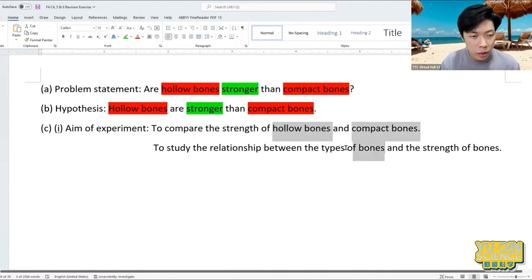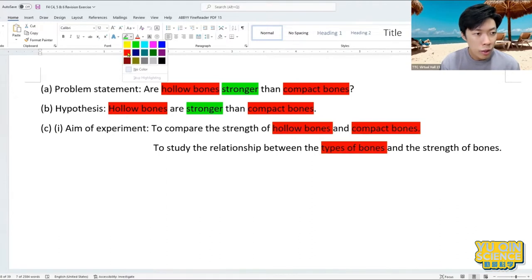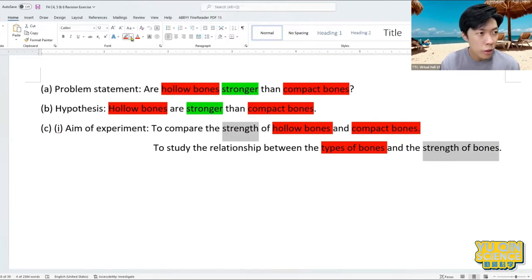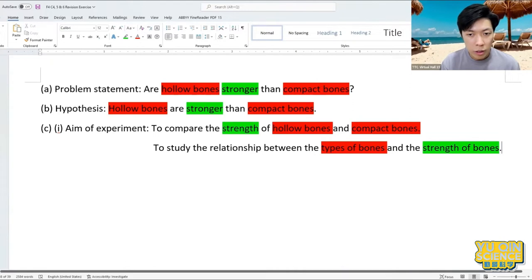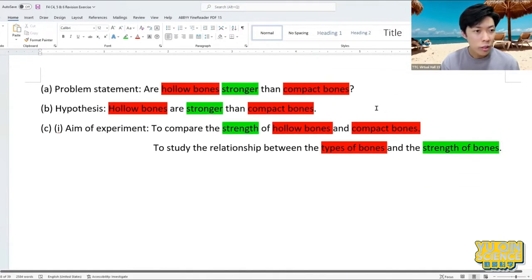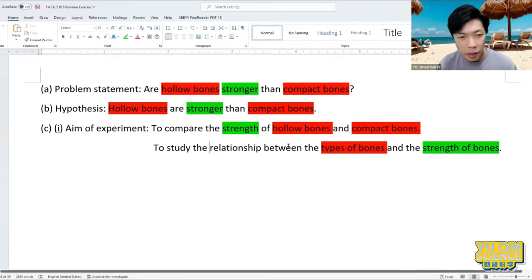So these are your manipulated, and strength is your responding. Does that make it even messier? Okay, I hope you can understand from that. Or sometimes you can also go for to study the effect. So there are quite a few methods to study the effect of manipulated on responding variable. It's always responding and manipulated together in this sentence.